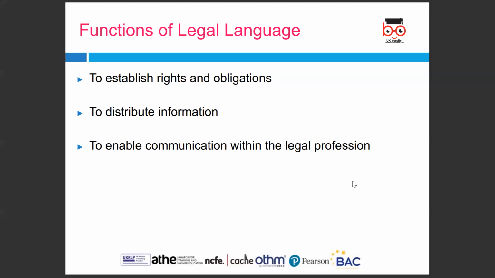So the functions of legal language: learning legal terms is important for your career. If you are studying law, regardless of the country, the main reason behind this is the rise in globalization.